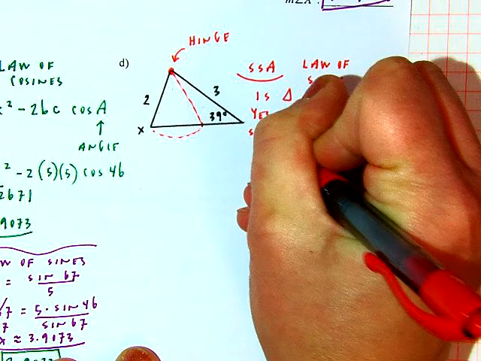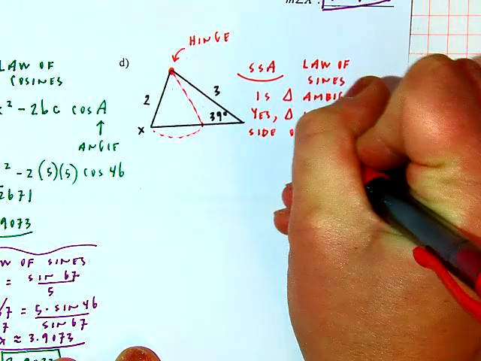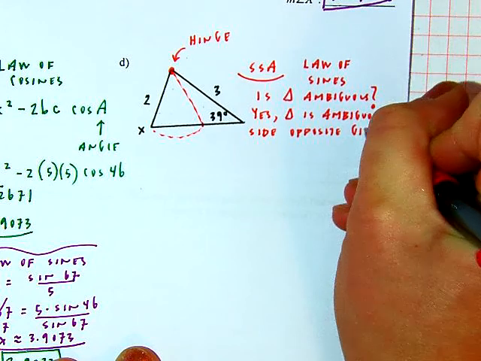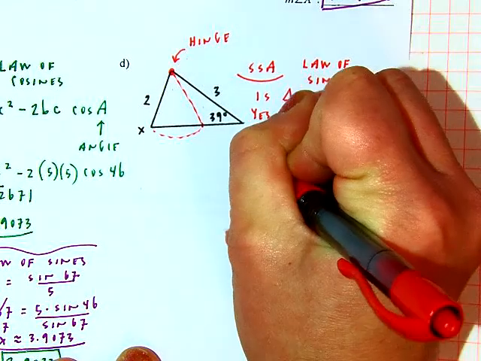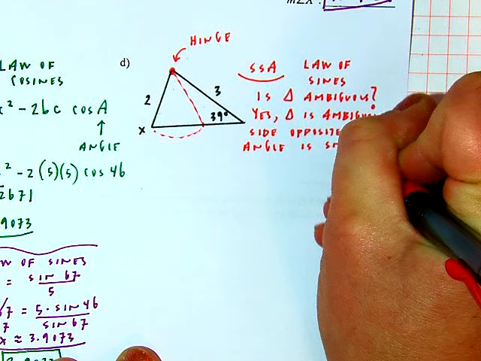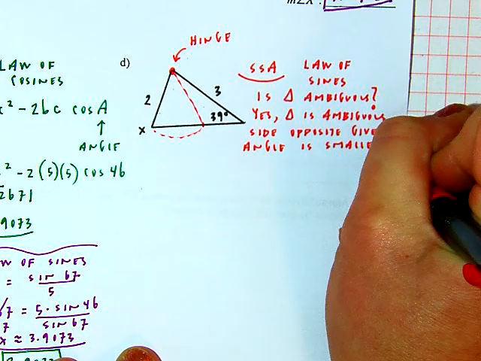We know that the side opposite that given angle is smaller than the other given side.